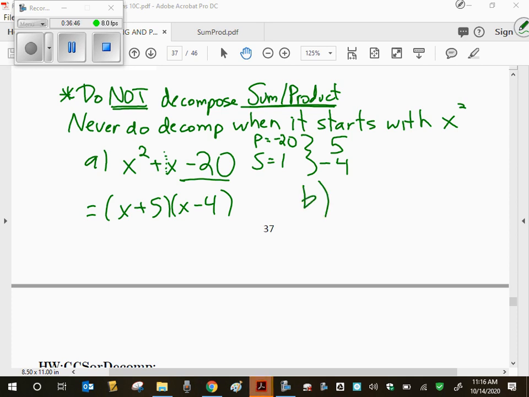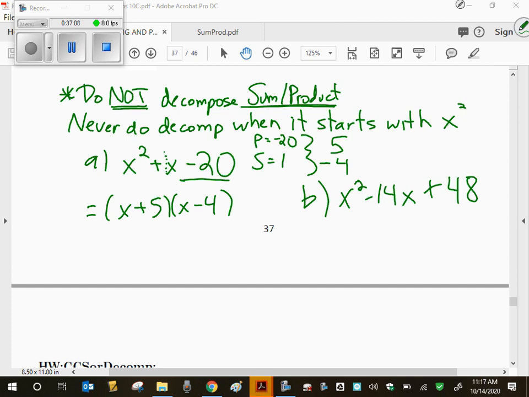Go ahead and do this one on your own. X squared subtract 14x, or plus 48, sorry. Oh, that's a crazy addition sign. Go ahead and do this one. I'll give you 1 minute. Do you decomp it? Why not?